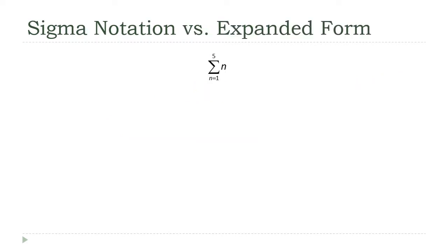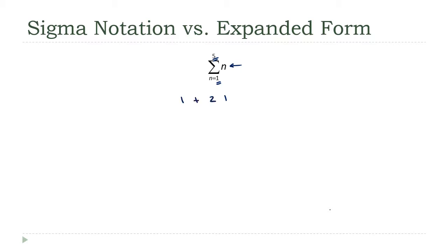So before we write this out into its expanded form and try to evaluate it, I want you to think for a minute about what it's saying. The n in the formula here is going to be replaced with the numbers starting at 1 and going up to 5. Now remember what the sigma notation says. It means to add all of those numbers together. So essentially what this is saying is add up all of the numbers from 1 to 5. That's what the expanded form would look like.